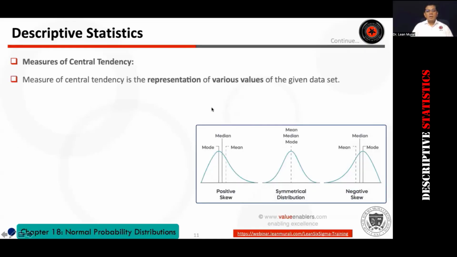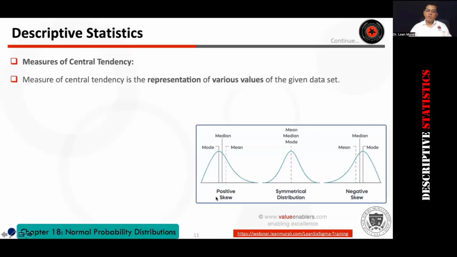Now, the measures of central tendency are represented by various values of the given set. If the data is symmetrical, that is 50% of the data on each side. For example, if the average height of the people in the class is 5 feet, and 50% is above 5 feet and 50% is below 5 feet, let's say 4 feet to 5 feet, 50 boys are there, 5 feet to 6 feet, then mean, median, mode are all the same.